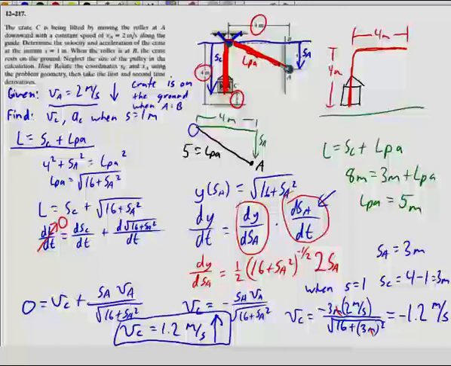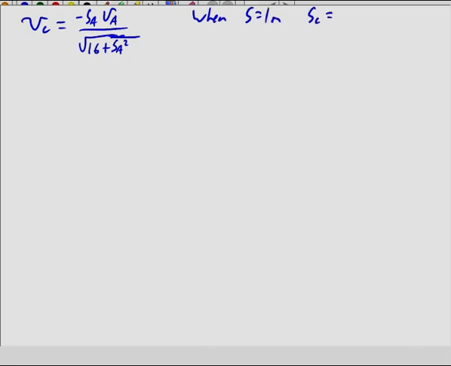Now we just need to find the acceleration. I'm going to start a new page here, and I'm going to write our velocity of the crate equation. Velocity of the crate is equal to negative SA VA over square root of 16 plus SA squared. Okay, we also know a few of our givens, or a few things we found out, is that when S equals 1 meter, SC equals SA equals 3 meters. That's what we just found out a minute ago.